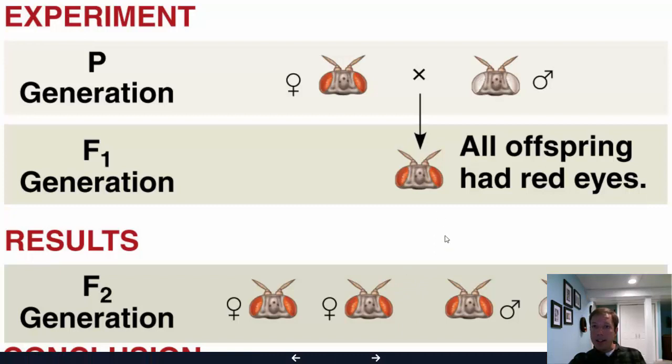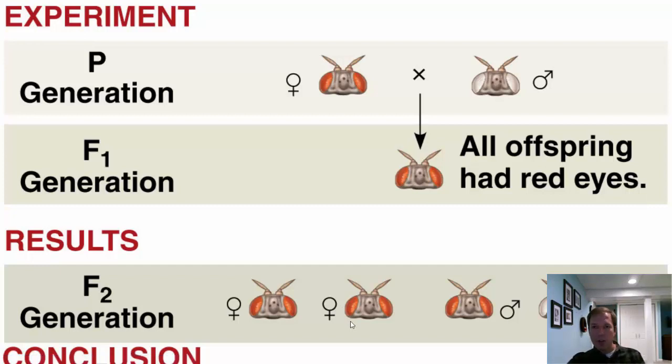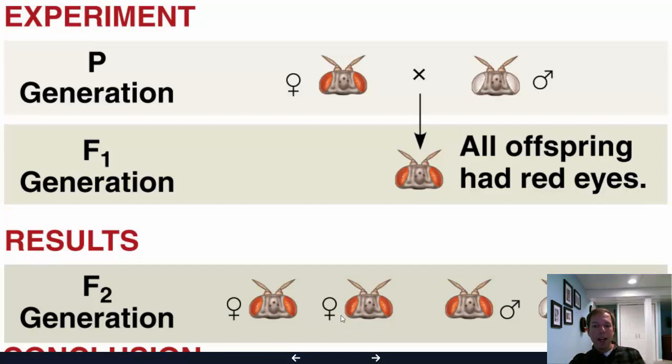But when they looked at the offspring, they found that all of the female offspring in the F2 generation had red eyes. And again, not looking just at 4 flies, but looking at thousands of flies and thousands of offspring, there were 0 with white eyes. However, there was a 50-50 chance of the males having white eyes.